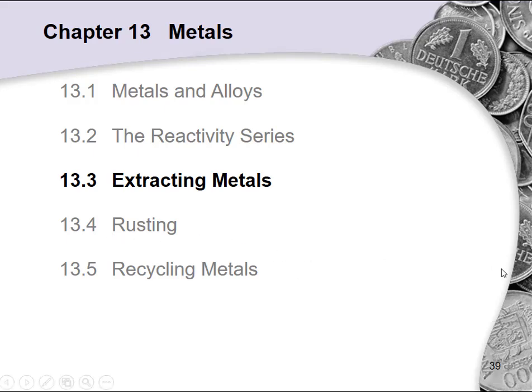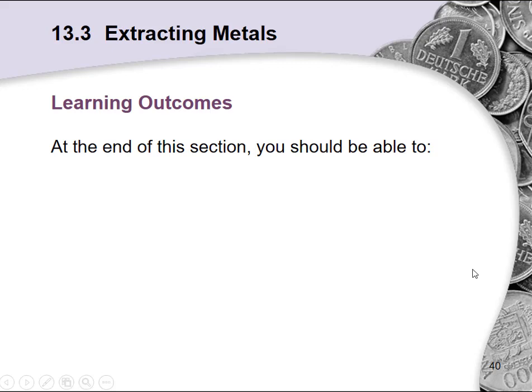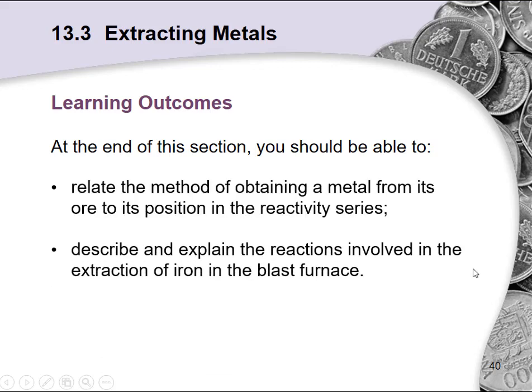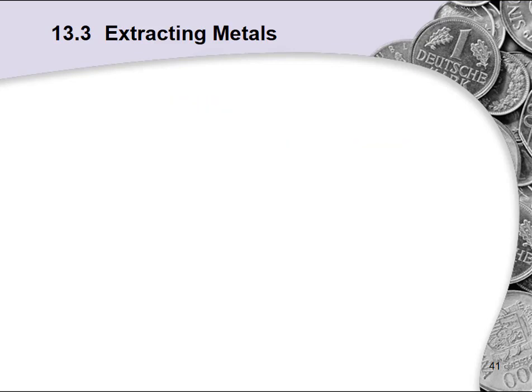Section 13.3 Extracting Metals. In this section, you will learn about the methods to obtain metal from its compound, from its ore, basically due to its position in the reactivity series, and also describe and explain the 5 reactions that are involved in the extraction of iron in the blast furnace.